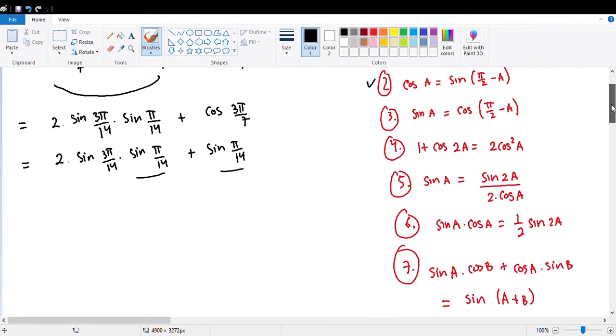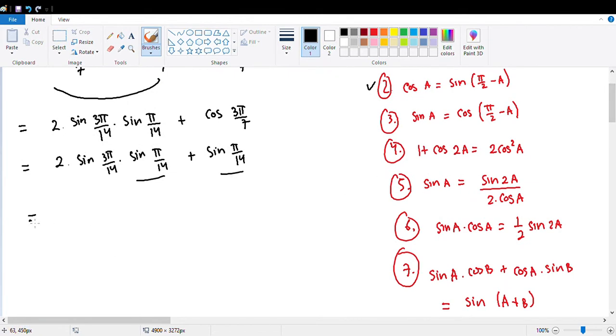Now we can use the distributive property and take sine pi over 14 out. From there it becomes sine pi over 14 times (2 times sine 3 pi over 14 plus 1). Now for the next step, we convert this sine 3 pi over 14 using property number 3, that is sine of alpha is equal to cosine of pi over 2 minus alpha.